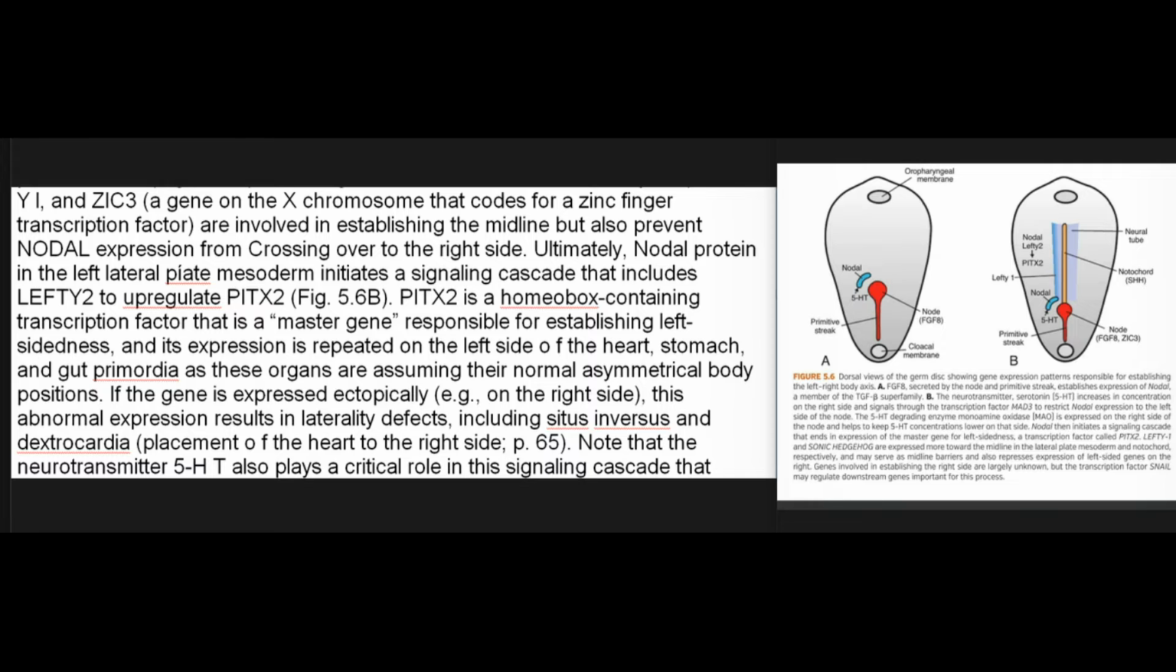Ultimately, Nodal protein in the left lateral plate mesoderm initiates a signaling cascade that includes Lefty2 to upregulate PITX2, Fig. 5.6b. PITX2 is a homeobox-containing transcription factor that is a master gene responsible for establishing left-sidedness, and its expression is repeated on the left side of the heart, stomach, and gut primordia as these organs are assuming their normally asymmetrical body positions. If the gene is expressed ectopically, for example on the right side, this abnormal expression results in laterality defects, including situs inversus and dextrocardia, placement of the heart to the right side, P65.